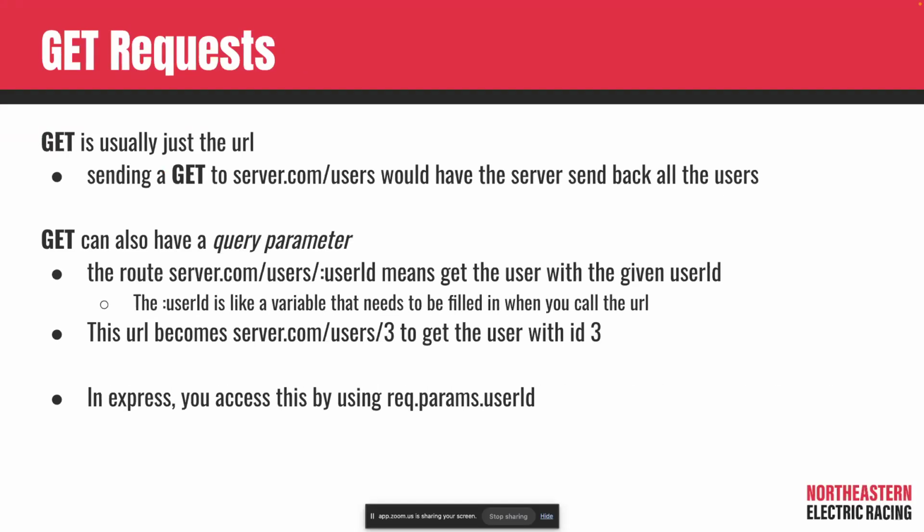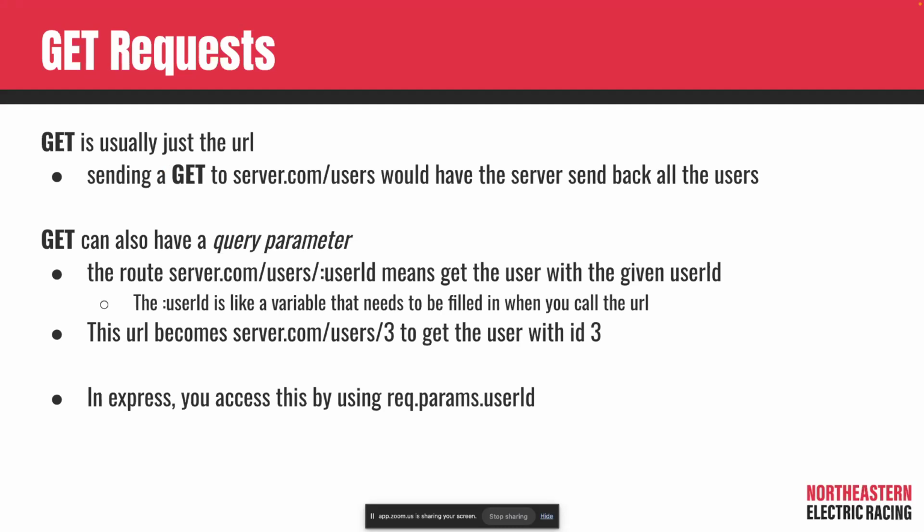So gets are typically just a URL. You can make a get request to server.com/users, and that would send back a list of all the users. Or you could send one to server.com/users/ and you have colon user ID. And colons in URLs are variable names. So user ID could be literally any string of characters.